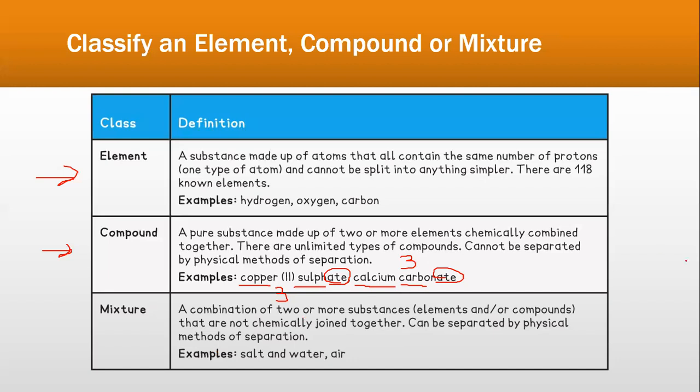For example, if I talk about air, okay? Now what is in air? Air has 78% nitrogen, 21% oxygen, and 0.04% carbon dioxide. Now, if you see, air has nitrogen, oxygen, and carbon dioxide as well. It's a mixture. Salt plus water: salt may contain NaCl, water may contain H2O. Two compounds joined together make a mixture for you.